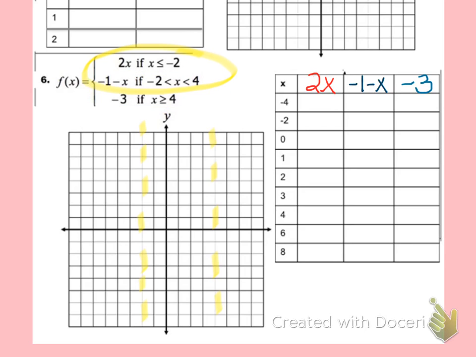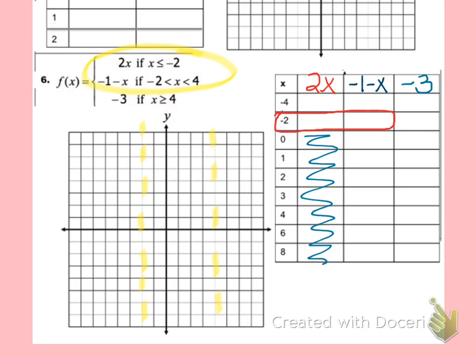So taking a look at those first 2, we're going to have a change in behavior at -2. On this table, I know that right here is where we're going to see that change in behavior at -2. And so for that first part of the function, 2x, I'm only going to substitute in values -2 and before. And after that, I'm going to just scribble out the rest of that table.